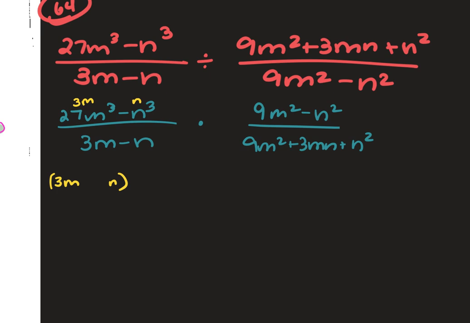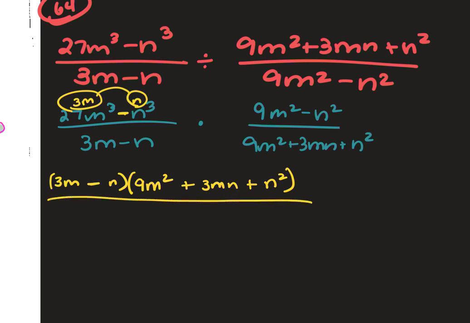The second set of parentheses is the first one squared, so 3m squared would be 9m squared. The product of the 2, so 3mn. And then the square of the second one, so n squared. And then your signs are SOAP: same as the original, opposite, and always positive.